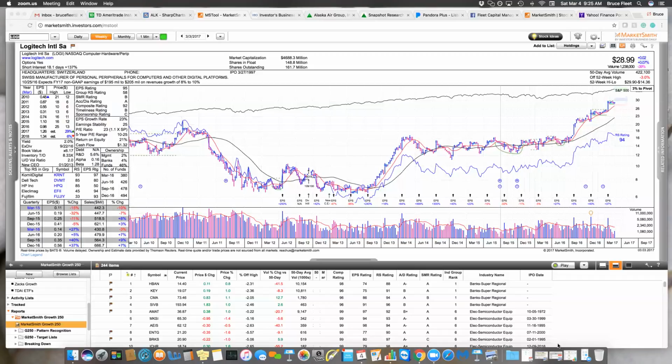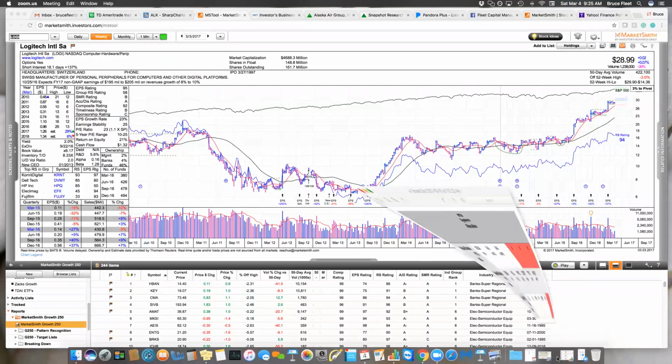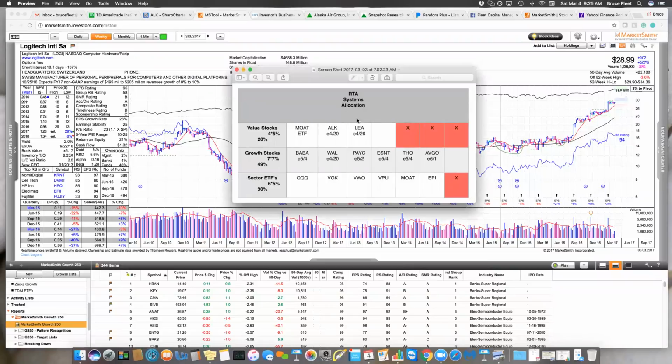The second thing we do is we look at the allocation. Let me see if I can, bear with me one second here. So, market allocation. Okay, this is the allocation that I've designed for the RTA, the Risk Managed Trading Account. And in this allocation, you'll see that I have sector ETFs, and a full allocation would be 6 positions at 5% each, which is 30% of the portfolio. And as you can see right now, we have all 6 filled.